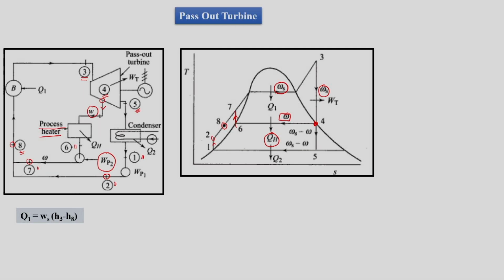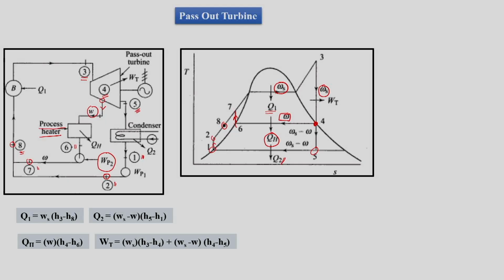Now we can do the same calculation, where Q1 is equal to Ws into H3 minus H8, and then Q2 is equal to Ws minus W into H5 minus H1. This is the heat lost to the atmosphere. Q1 is the heat gain in the boiler. Then we have QH is W into H4 minus H6. This is the amount of heat given for process heating.